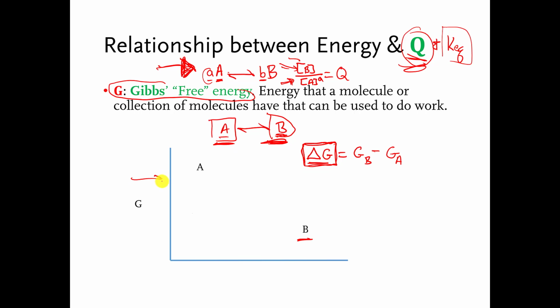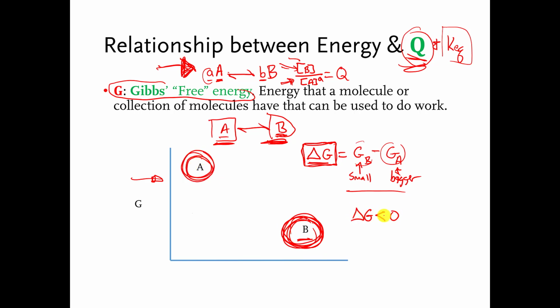I want to talk about this specific situation again. What we know is that B is a lower number, whatever it is, than what A is. So if this is a small number, and this is a bigger number, you can already tell that if you take a small number and subtract away a bigger number, you are going to get a negative number. So whenever the end stuff that you have has less energy than the beginning stuff that you have, the delta G will be less than 0.